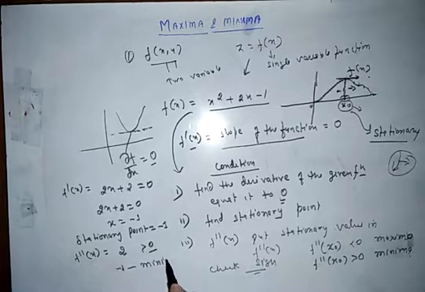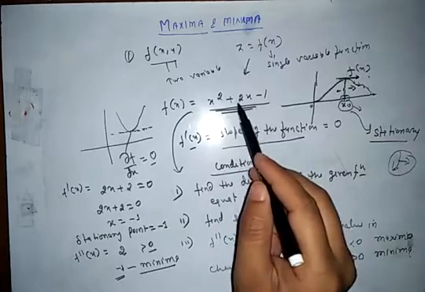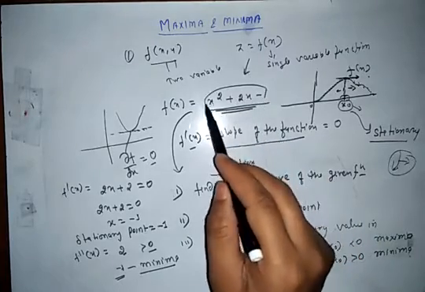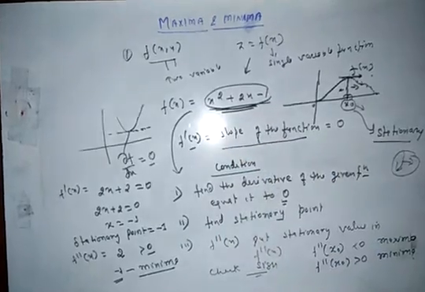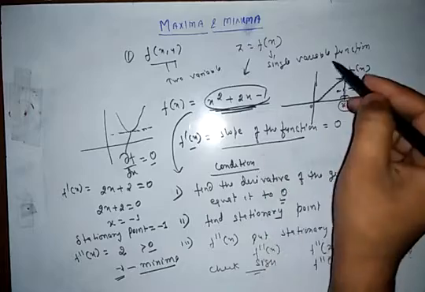What is a minima? If you find the value of the function at this point, you will get the minimum value. Okay, so this function is a minimum function. You can find only the minimum value, you cannot find the maximum value. Okay, so this is for single variable functions.